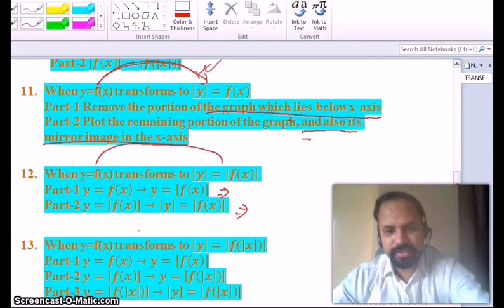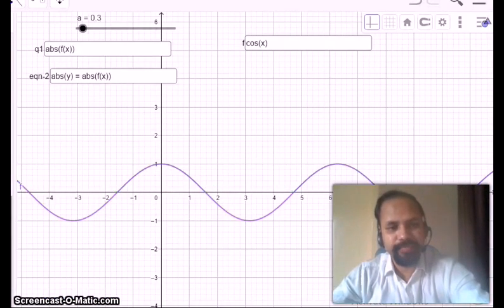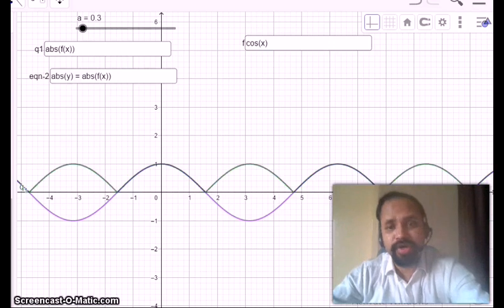In graph, first what we have to do, let us see one by one. In this graph, first of all, you have to draw the graph. Consider the graph y equals cos x. You have to draw this graph in 2 steps. First of all, you have to draw the graph of mod of f(x). That means if we have cos x, then we have to draw the graph of mod of cos x.